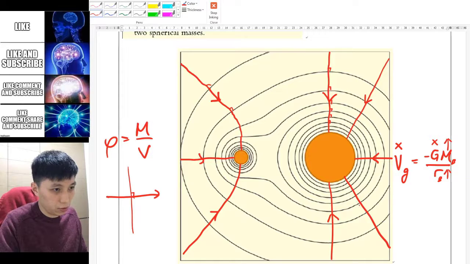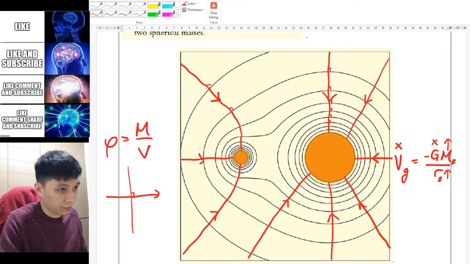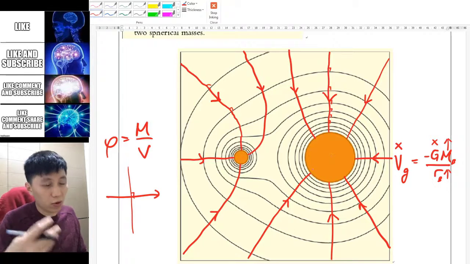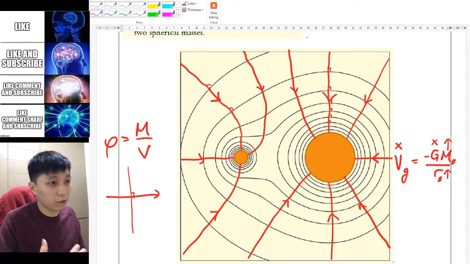Again, you should always maintain the line to be 90 degrees to the equipotential line. And since we know the right-hand side mass is more massive, then the gravitational field should also be more dense. So I guess I will draw more here. And that's something you will also have to think about.